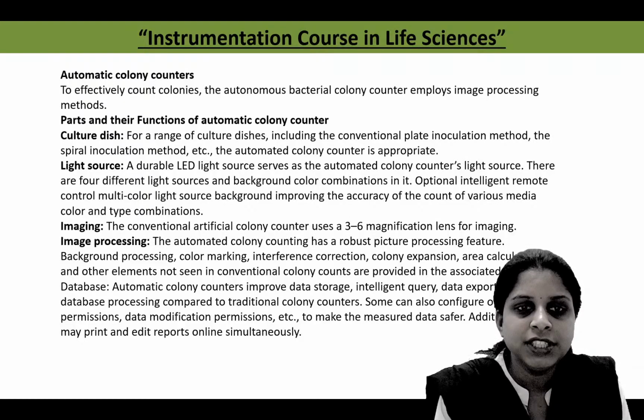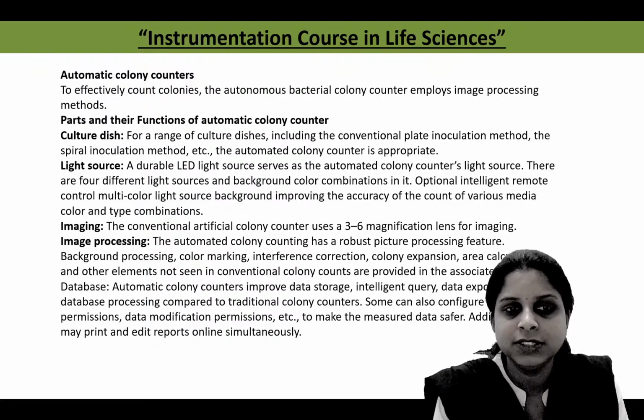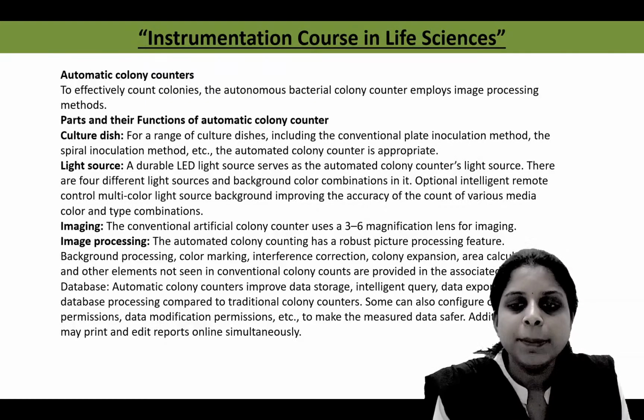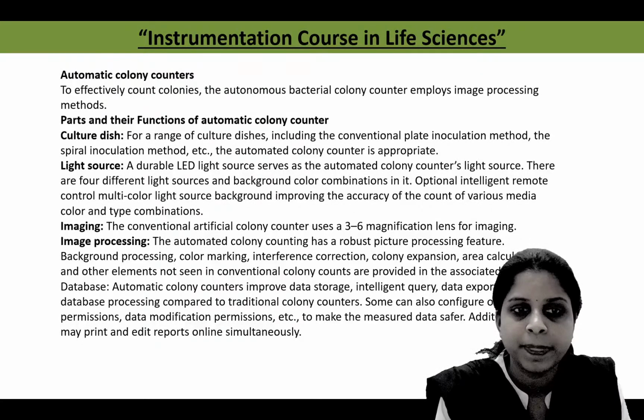Third one is imaging. The conventional artificial colony counter uses 3 to 6 times magnification lenses for imaging. And last one is image processing. The automated colony counter has a picture processing feature. It carries out background processing, color marking, interference correction, colony expansion, area calculation and other elements which are not seen in conventional colony counters, which are provided in the associated software.